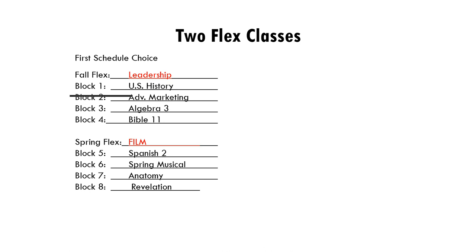Here's another sample schedule. Note that this student has two different Flex block classes that run only one term each. On the class grid, you'll see that those Flex block classes are not shaded gray. They only run one term.